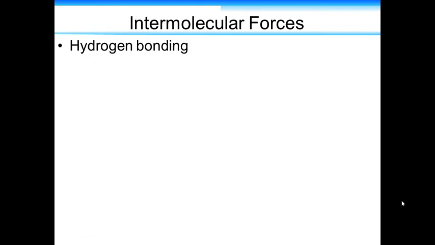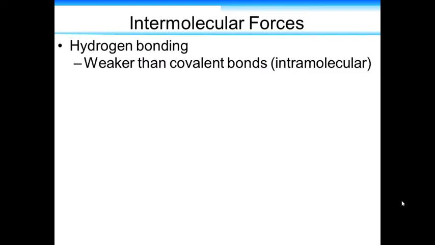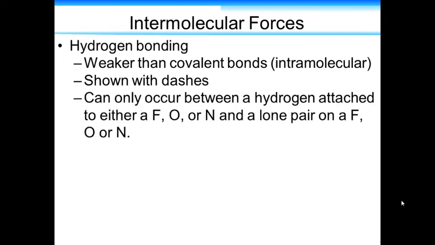One type of intermolecular force is called hydrogen bonding. As I mentioned before, it's much weaker. Any intermolecular force is much weaker than the force within a molecule, intramolecular force. Instead of single lines showing the bonds between atoms, we use dashes to show that there is some type of attraction going on between the molecules, but not as strong as covalent bonds.